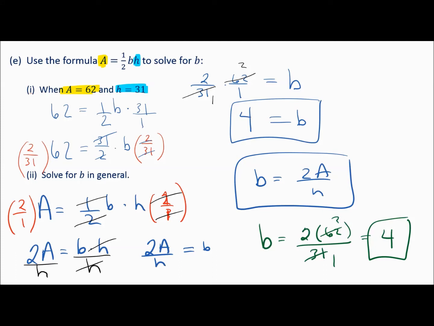Now, I know you might recognize this formula, A equals 1/2 BH. That is the area of a triangle. So base times height is the area of a rectangle, and if you take half of a rectangle from corner to corner, you get a triangle. So that's 1/2 base times height.